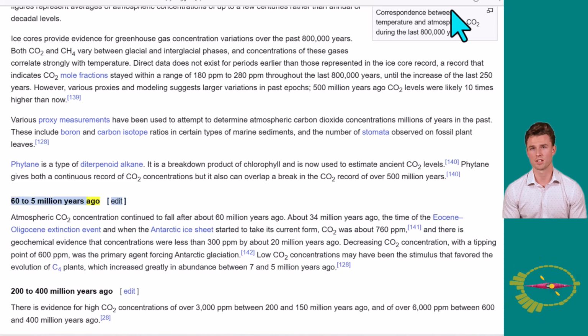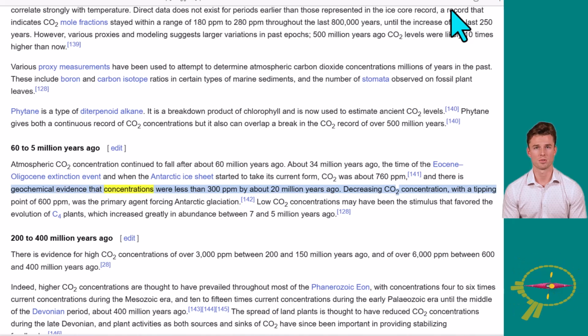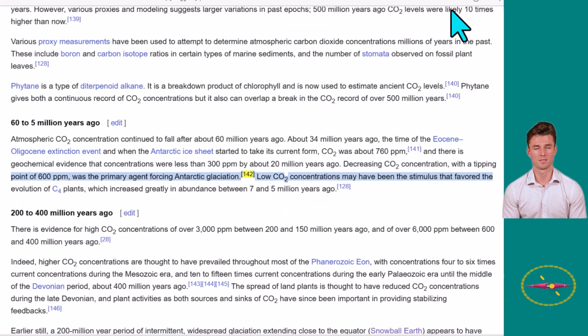60 to 5 million years ago, atmospheric CO2 concentration continued to fall after about 60 million years ago. About 34 million years ago, the time of the Eocene-Oligocene extinction event and when the Antarctic ice sheet started to take its current form, CO2 was about 760 ppm, and there is geochemical evidence that concentrations were less than 300 ppm by about 20 million years ago. Decreasing CO2 concentration, with a tipping point of 600 ppm, was the primary agent forcing Antarctic glaciation. Low CO2 concentrations may have been the stimulus that favored the evolution of C4 plants, which increased greatly in abundance between 7 and 5 million years ago.